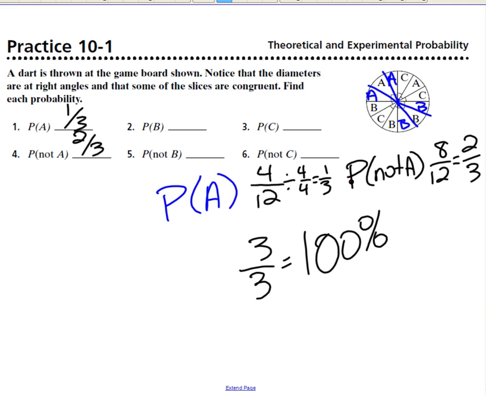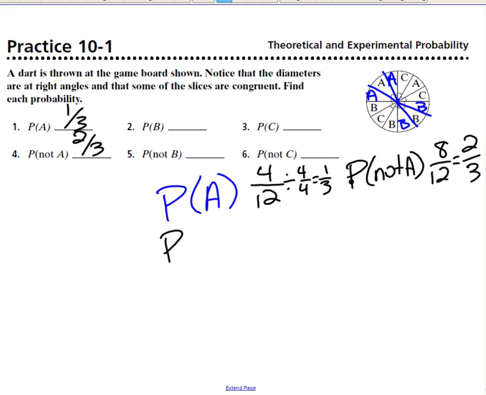All right, we can do the same thing for B. So how many spots have a B on them? 5. So there are 5 out of how many? 12. So if there are 5 spots that have a B, how many do not have a B? That would have to be 12 minus 5, 7 out of 12.